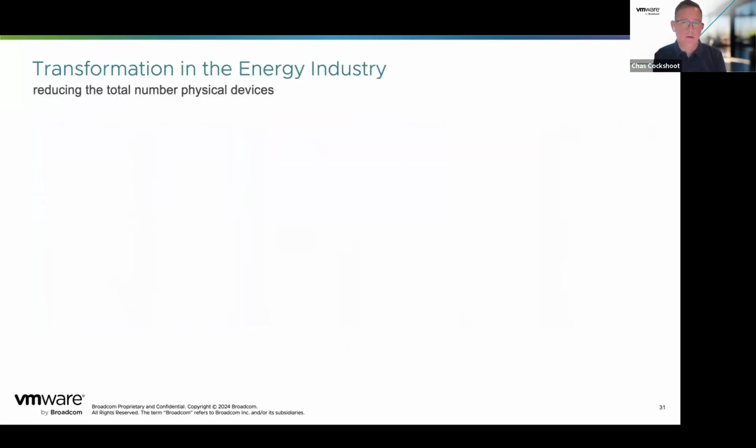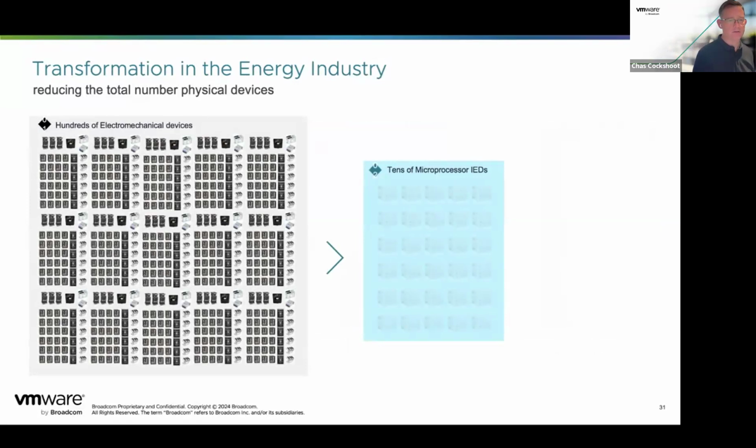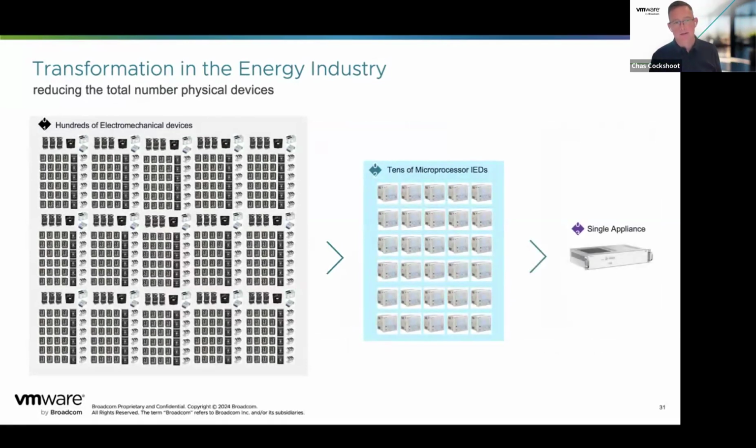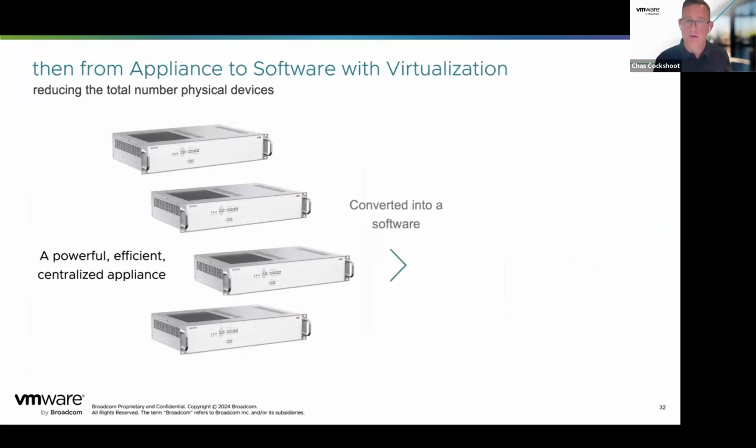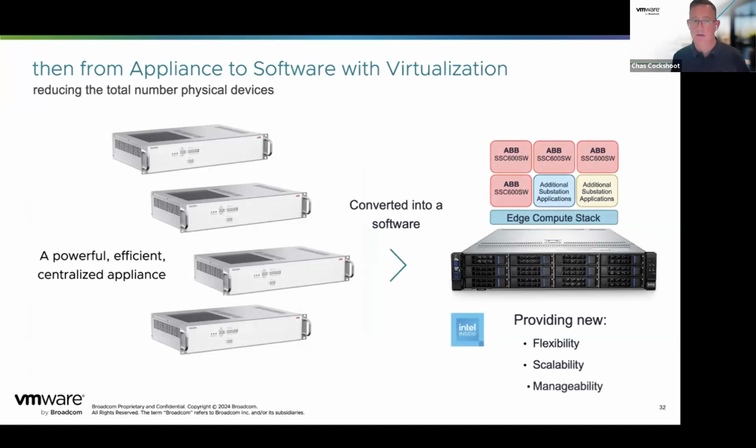And the industry started five to ten years ago going from lots of electromechanical devices into tens of these protection relays, apologies, I'll just open the window, into single appliances. But again, similar to manufacturing, these single appliances are proprietary. They are powerful. They're centralized, but the goal is to convert them into software and software-defined. And as you'll see on there, you'll see some other logos. We're not doing this alone. We are part of the wider partnership.